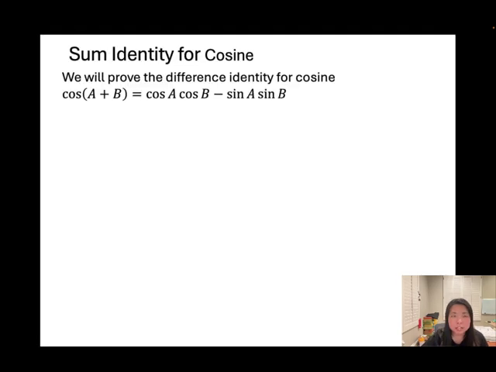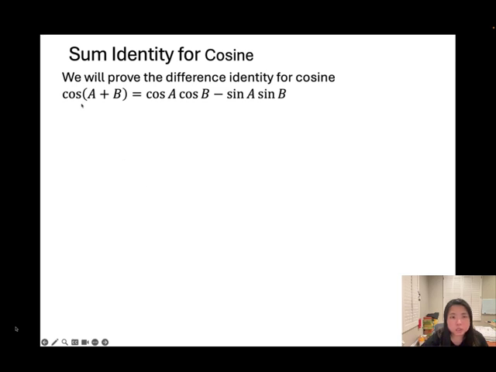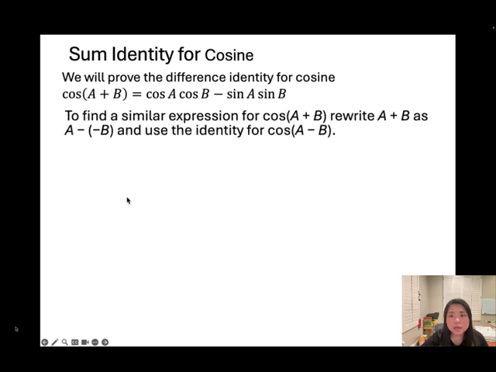Some identity for cosine. We just proved cos(A − B), right? Now, we want to prove cos(A + B). Okay? And we already proved cos(A − B), so we could apply this formula. So what we're gonna do, cos(A + B), we could rewrite it as A minus negative B. And then we're gonna use this formula. We do have cos(A − B) from the previous identity, so we're gonna plug it in.